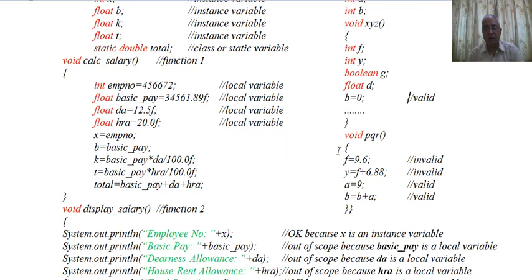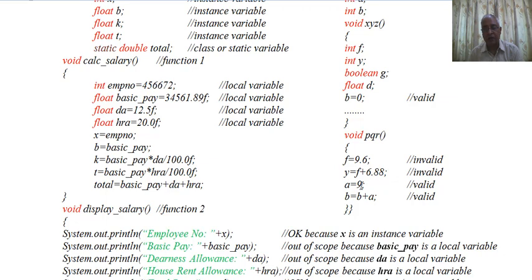Then pqr: f is equal to 9.6, y is equal to f plus 6.88, a is equal to 9, b is equal to b plus a. Now when you say f is equal to 9.6, this becomes invalid. Why? Because f has been declared in xyz and you are using it in pqr, which is not possible because f happens to be the local variable of xyz. Therefore it can be used only in the xyz function, it cannot be used in pqr, so it becomes invalid. y is equal to f plus 6.88 is again invalid because y is also a local variable of xyz, it cannot be used here in pqr.